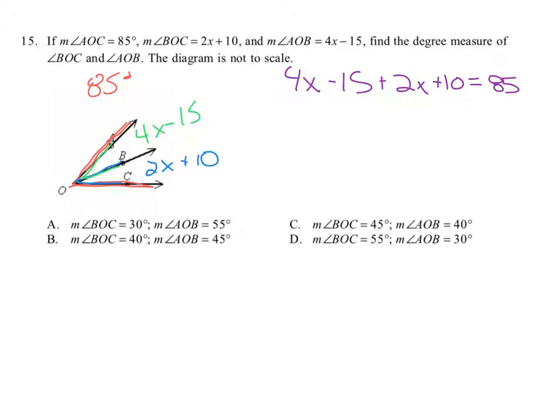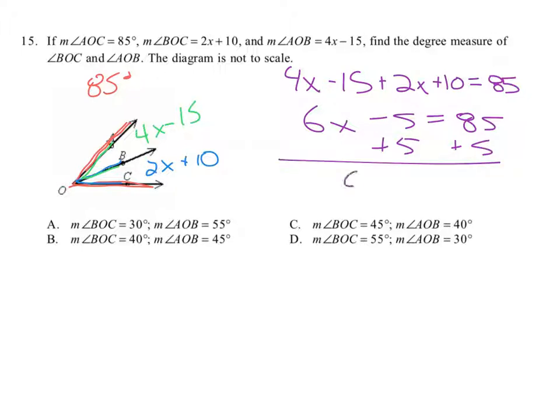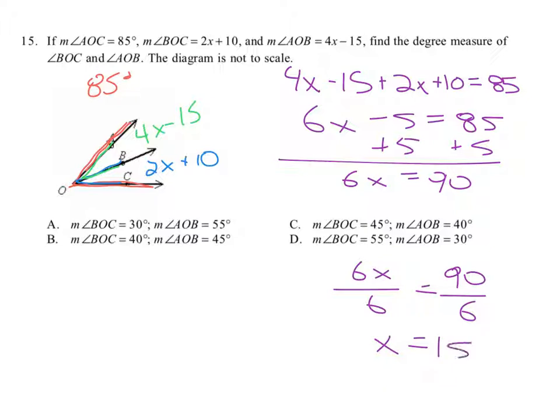Sorry about that. Okay. So we got 6x, 4x plus 2x is 6x, and negative 15 plus 10 is minus 5. Negative 5 equals 85. And adding 5 to both sides, we get 6x equals 90. And we will do then 6x divided by 6 equals 90 divided by 6. And we get x equals 15.